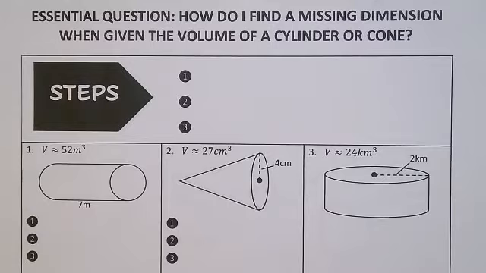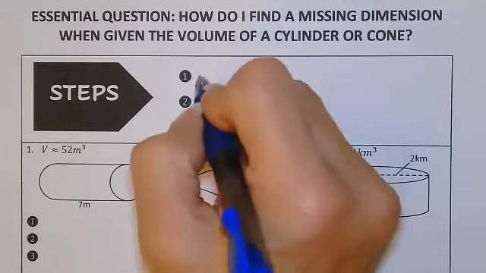Lesson 4, essential question. How do I find a missing dimension when given the volume of a cylinder or cone? So we have 3 steps, which should look familiar at this point: formula, substitute, and solve.